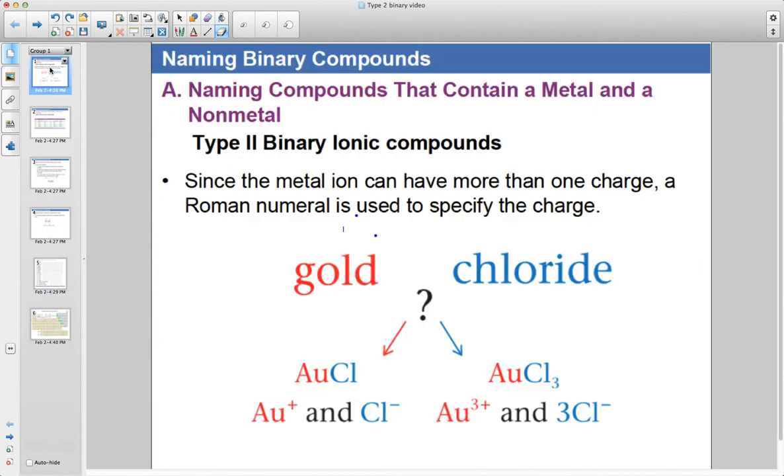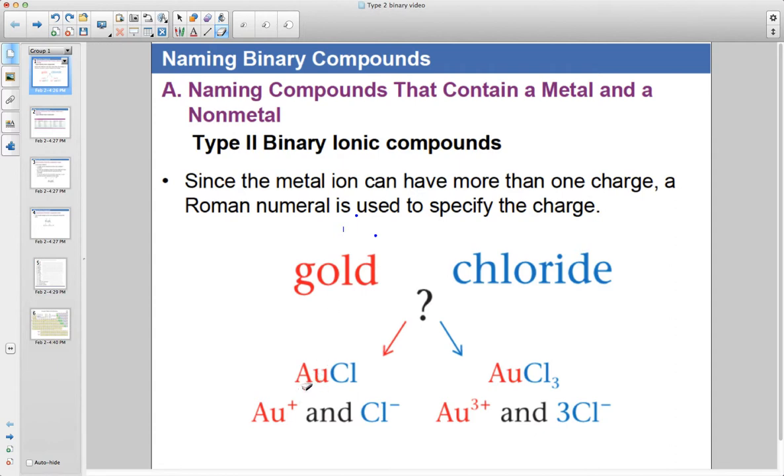Now, to help us distinguish between type 1 and type 2, we will be looking at Roman numerals. If you see a Roman numeral, that is a good clue that you're dealing with a type 2 binary ionic compound. So why would we need these Roman numerals? Well, that's because some of these metals carry more than one charge. For example, gold. Sometimes gold you can see as a +1 oxidation number, and other times it's going to be a +3. Okay, so we need to find out how these are working here.